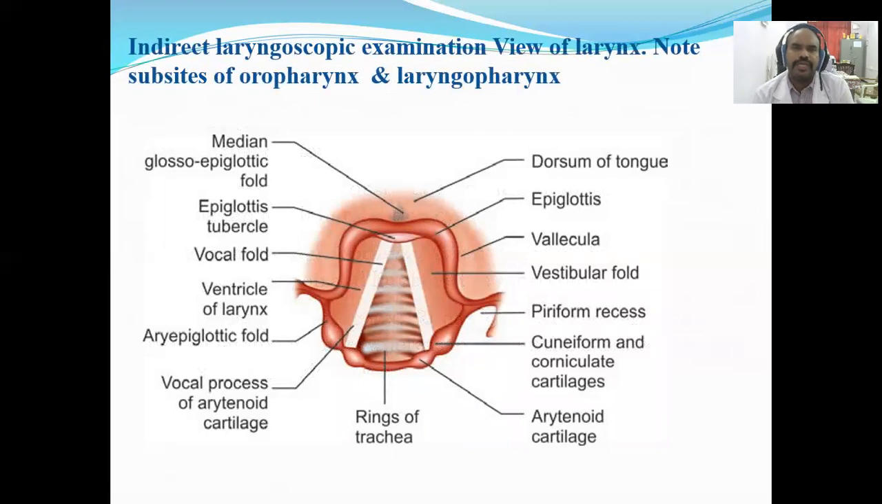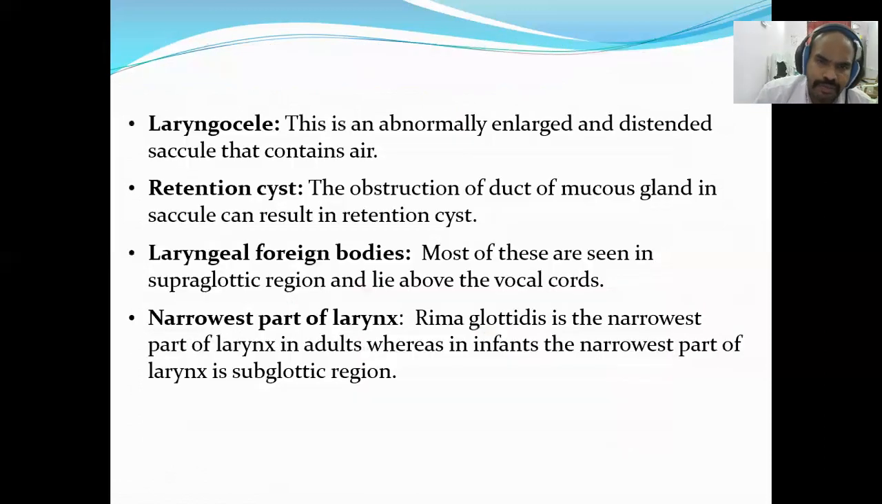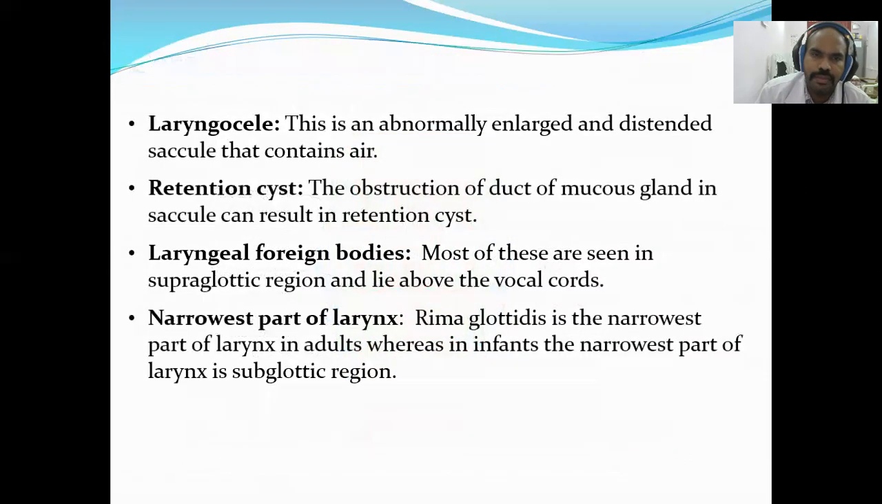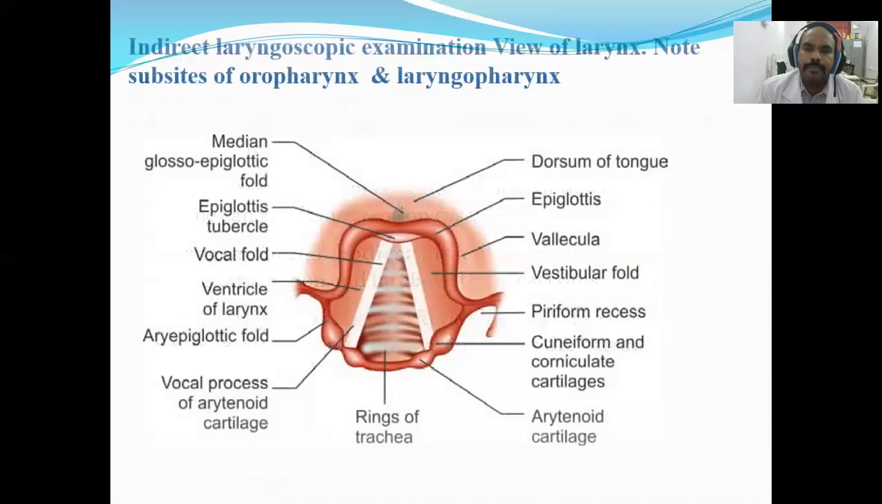This is the indirect laryngoscopic examination view of the larynx, which is showing the oropharynx and the laryngopharynx. On the midline structure, you can see the dorsum of the tongue. Then we have seen papillae, the glossoepiglottic ligament or fold. Then we have the epiglottic tubercle, and you have the epiglottis. Then on either side of the epiglottis, you have the space which is called the vallecula.